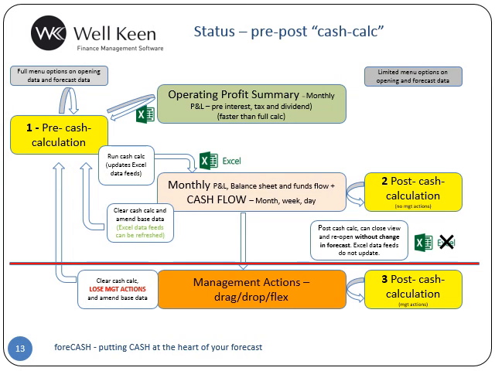To summarize, there are 3 different statuses for a forecast within the foreCASH program. The first status is pre a detailed cash flow calculation. At this stage you have full access to the opening data and forecast data menu options. To check you've added all the relevant sales and costs into your forecast, you can use the operating profit preview. You also have the opening balance sheet so you can ensure your opening position for the forecast is correct. At this stage, any Excel data feeds are refreshed whenever you preview the operating profit. When ready, you can run the detailed cash flow calculation and move to status 2.